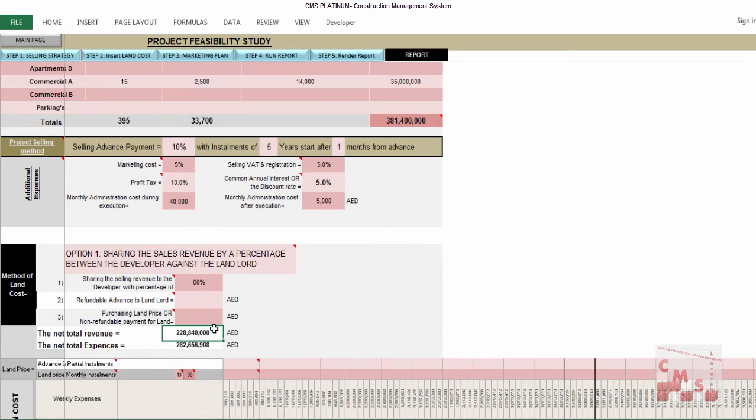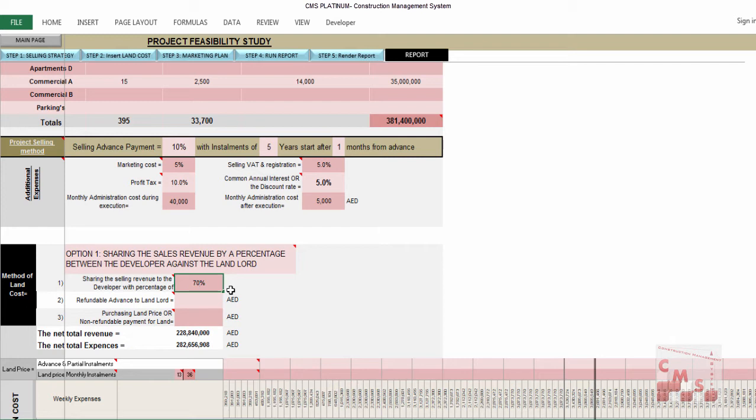The net total revenue for a developer, which is 60% of the total revenue, is 228 million. Meanwhile, the total net expenses, which is the construction cost, 264, plus all the other expenses which we mentioned here, the marketing cost and the profit tax and registration tax and all the administration, come to 282. That means this percentage is not fair and cannot be considered. So this must be changed.